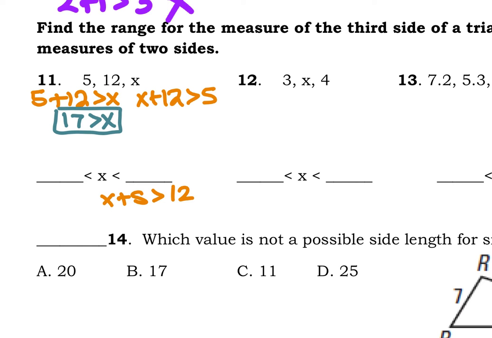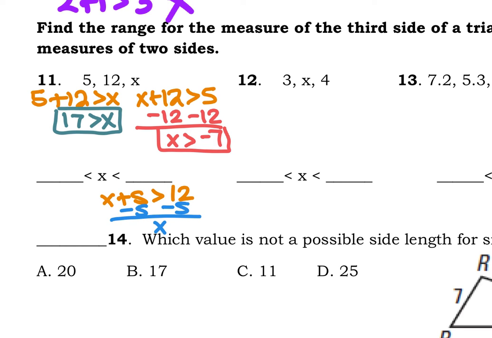What should I do on the next one? Subtract the 12, and what do we get? X has to be greater than -7. All right, let's do the last one. We'll subtract 5, and what do we find? That X has to be greater than 7. Which one do we not take? We don't take the negative. So what's our range? It's between what two numbers? 7 and 17. Always the smallest first, then the largest.